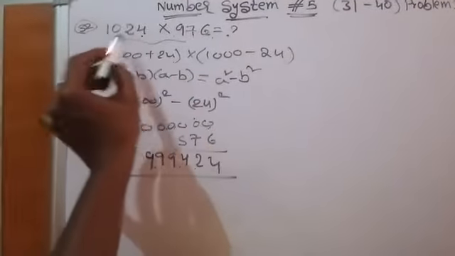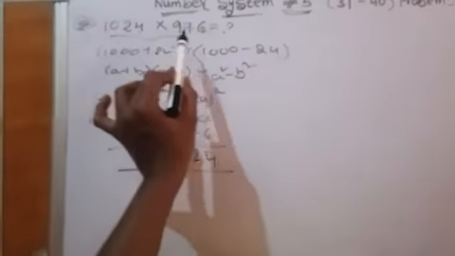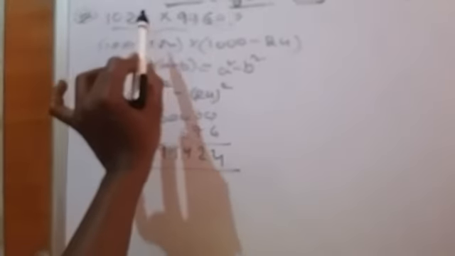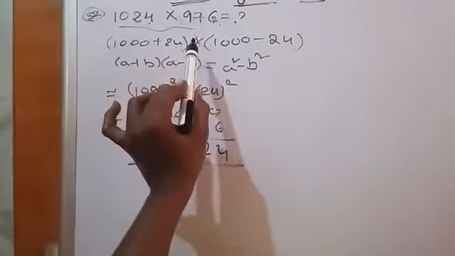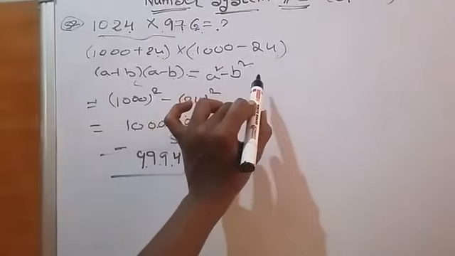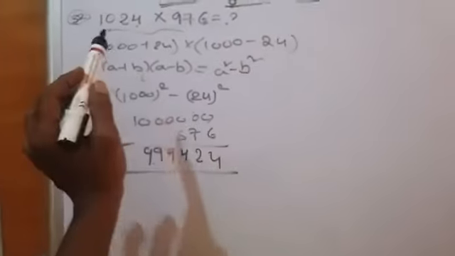See the next question. 1024 into 976. Here the given question is in the form of (a plus b) into (a minus b). That means 1024 we can write as 1000 plus 24 and 976 as 1000 minus 24. See the formula, (a plus b) into (a minus b) equals a square minus b square. So let us substitute the a and b values in the formula and you will get the answer.